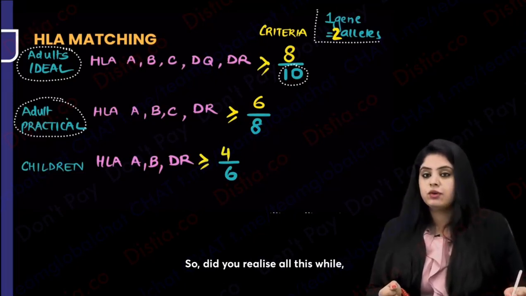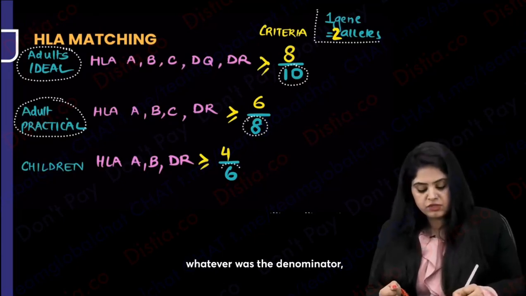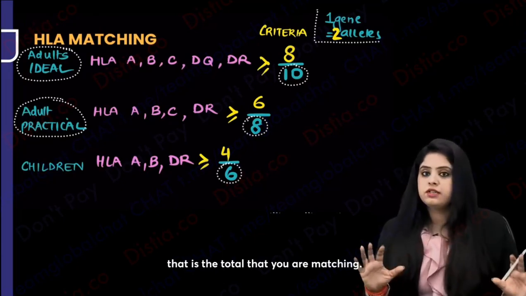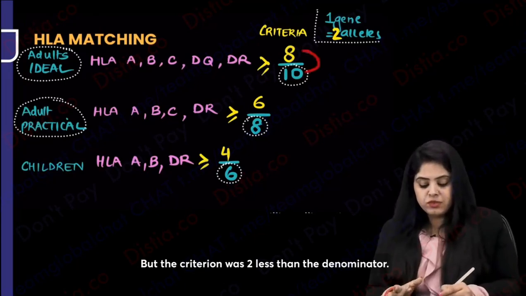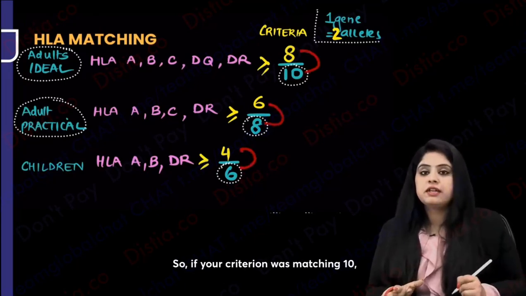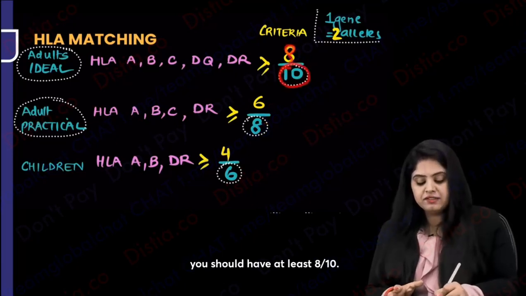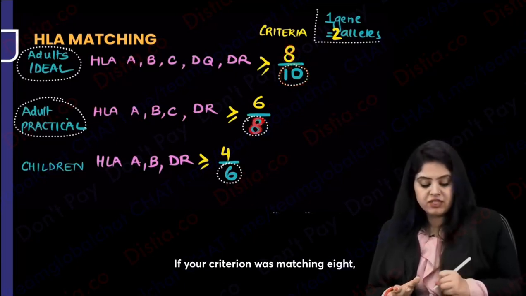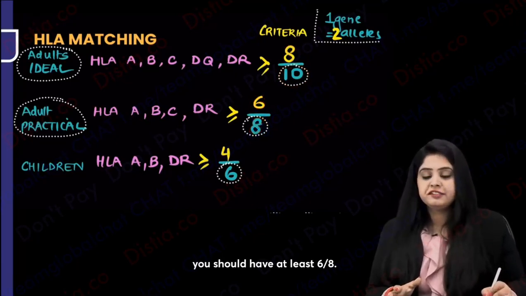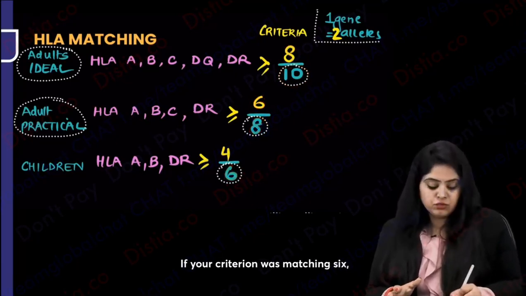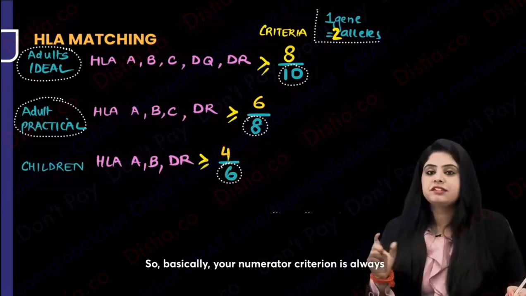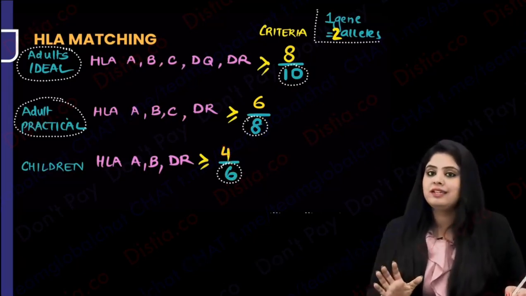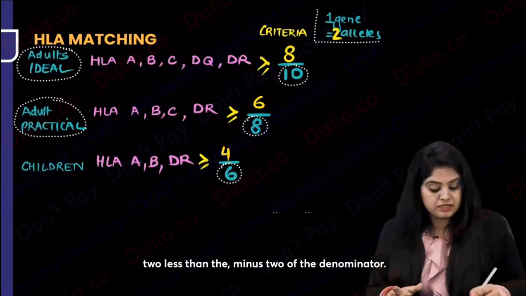So did you realize all this while, whatever was the denominator, that is the total that you are matching, but the criteria was 2 less than the denominator. If your criteria was matching 10, you should have at least 8 on 10. If matching 8, at least 6 on 8. If matching 6, at least 4 on 6. So basically your numerator criteria is always 2 less than the denominator.